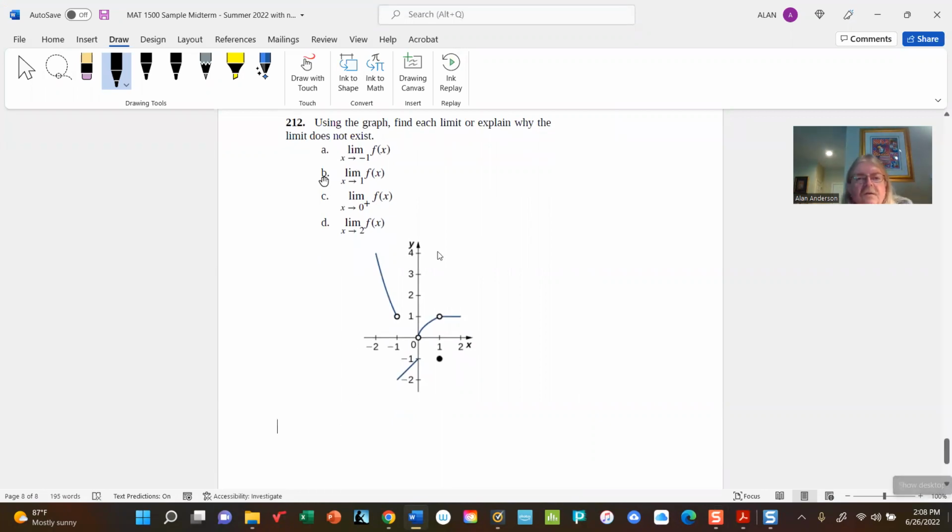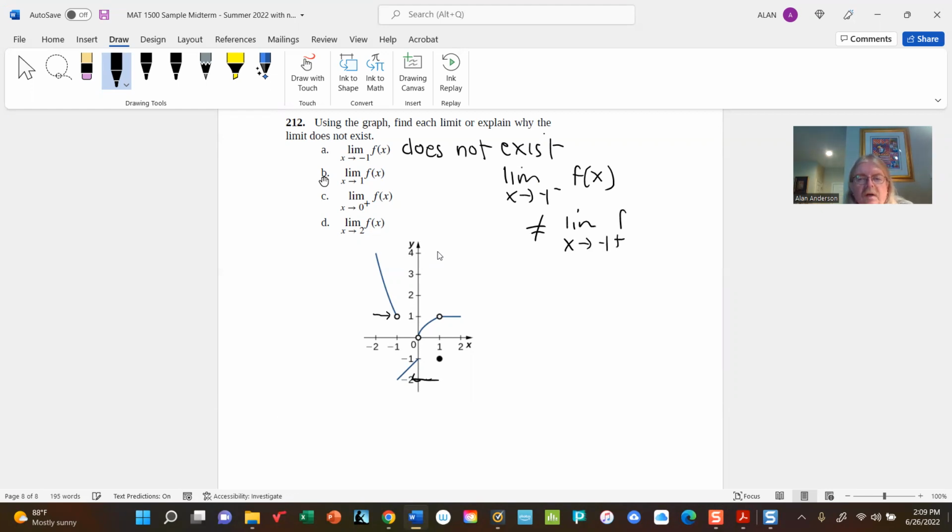All right, so for the limit at -1, you can see what's happening here. As we approach from the left, the function is getting very close to 1, but as we approach from the right, we're getting close to -2. So this one does not exist. Because the limit, as x approaches -1 from the left, does not equal the limit as we approach from the right. Okay, so that means it does not exist.